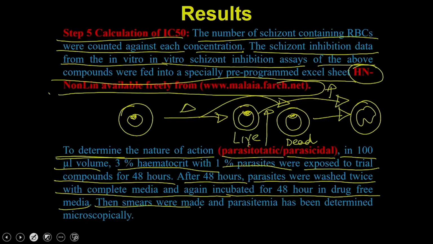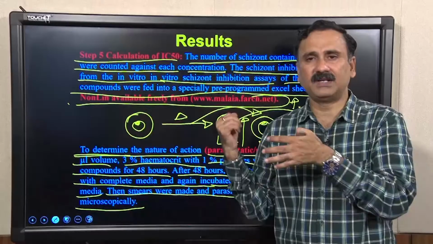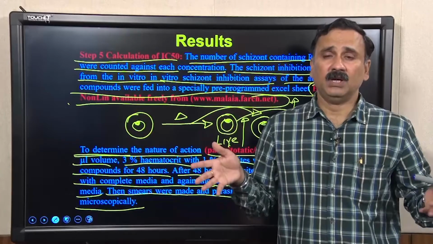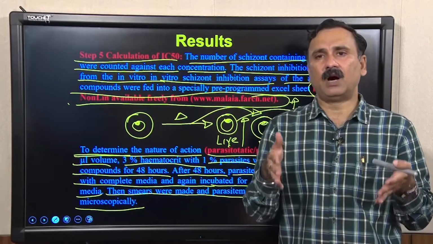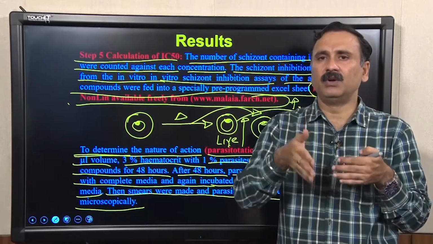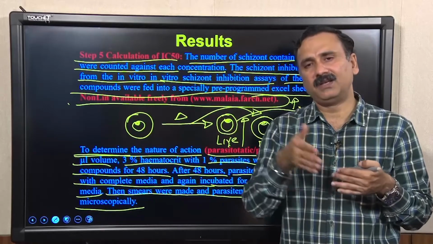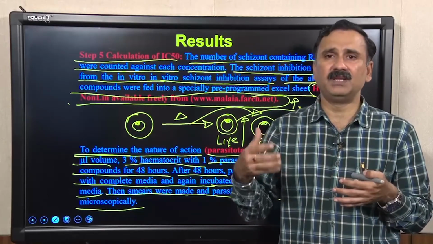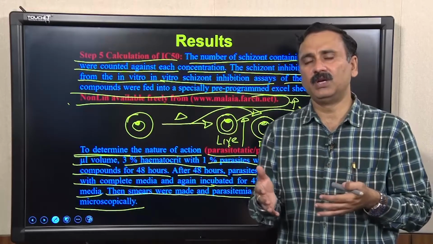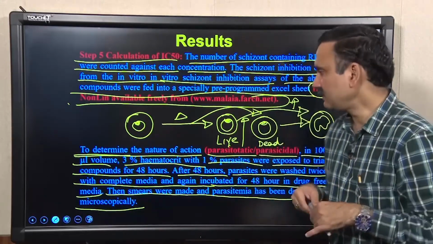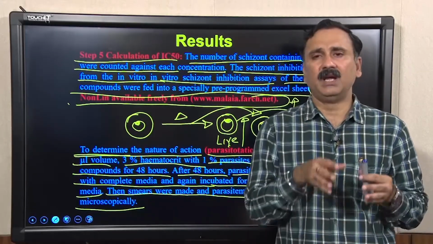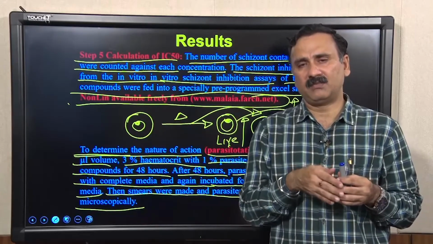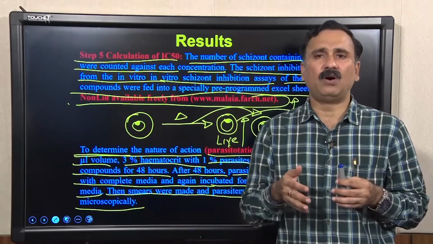Then you are going to prepare a smear, and the parasitemia can be determined microscopically as we discussed. You prepare a smear, then you count 1000 cells, which means 10 fields, and if you count 1000 cells, it will give you a statistically significant number of infected RBCs that were present, and that is how you determine the parasitemia. So, this is all about the one problem where we have used light microscopy, and we have determined the anti-malarial activity of test compounds.